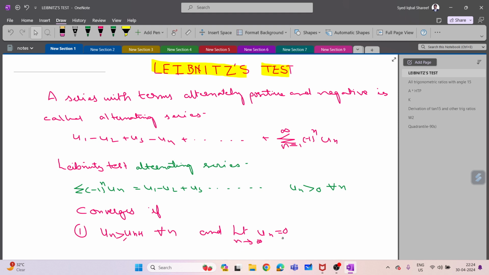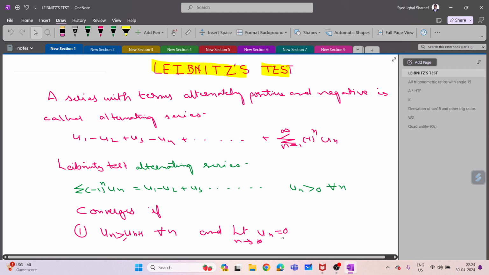So the condition is: it should be an alternate series, and un is greater than 0 for all n. It converges if un is greater than un plus 1 for all values of n, and the limit as n tends to infinity of un equals 0. Then the series is said to be convergent by Leibniz test.